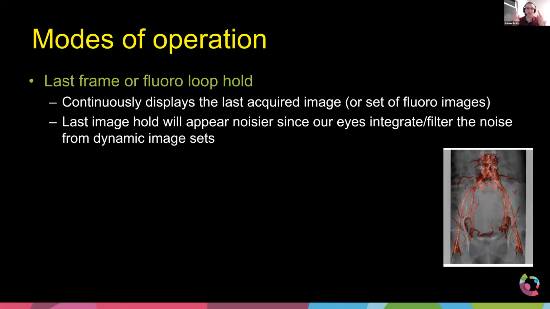As long as you have put the right dose per pulse, so you go from 30, 15, 7.5, you've increased the dose per pulse, that last image hold will actually look okay. So you'll be okay. You just keep going. Your last image hold will look good, and so will your temporally acquired images.